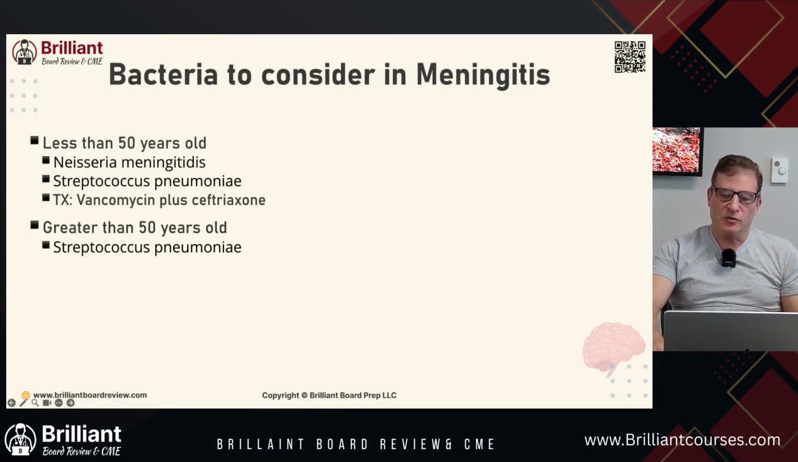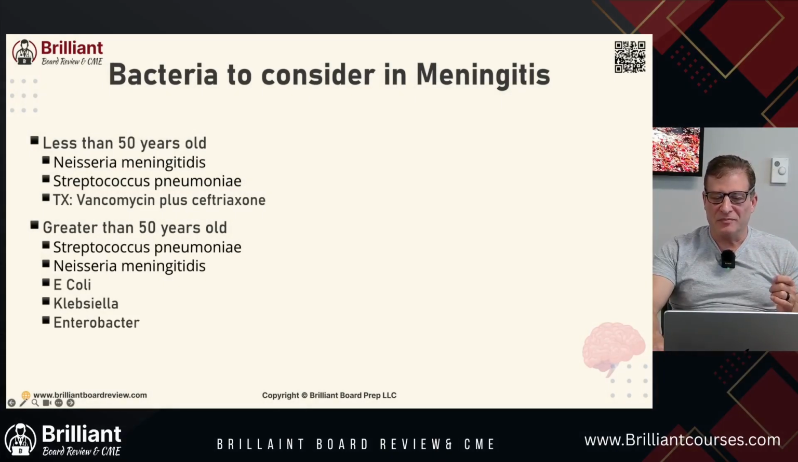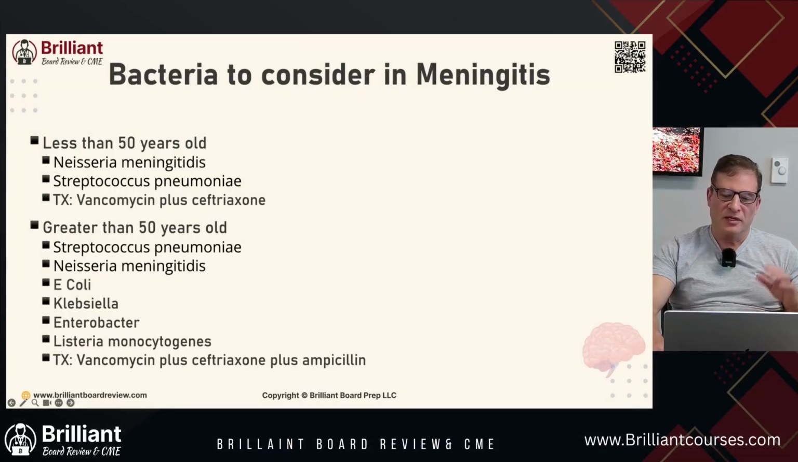Greater than 50 years old, we have to start thinking about Streptococcus pneumoniae, Neisseria meningitidis, and E. coli, Klebsiella, Enterobacter, Listeria. That's the big one, and we have to change what we're doing: add vancomycin plus ceftriaxone, remember 2 grams every 12 hours, plus ampicillin. Ampicillin is going to help us with the Listeria.